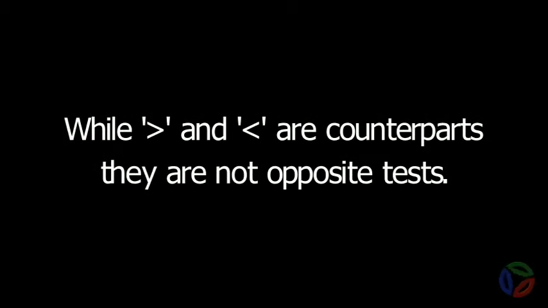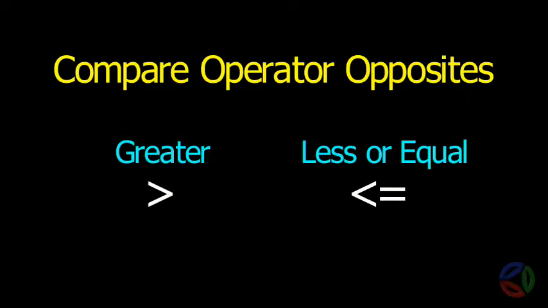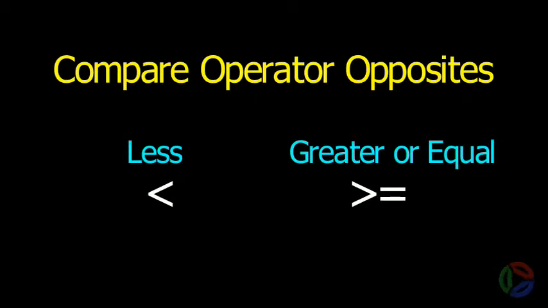While the greater than and less than operators are counterparts to one another, they are not each other's opposite tests. Just as it takes a test for not equal to get an opposite result for a test for equal, it takes a test for less than or equal to get an opposite result for the greater than test. Furthermore, it takes a test for greater than or equal to get an opposite result for the less than test.